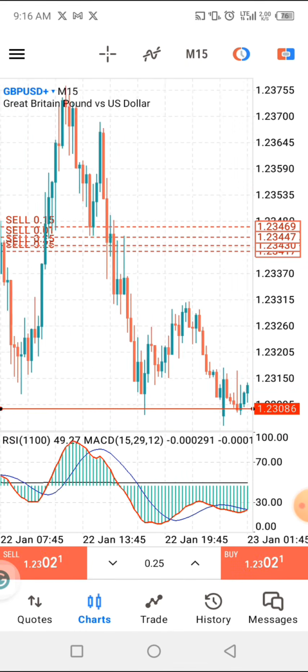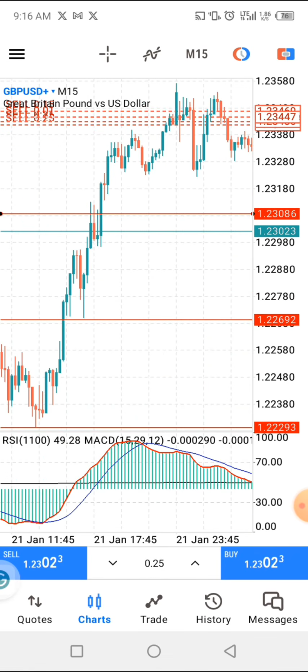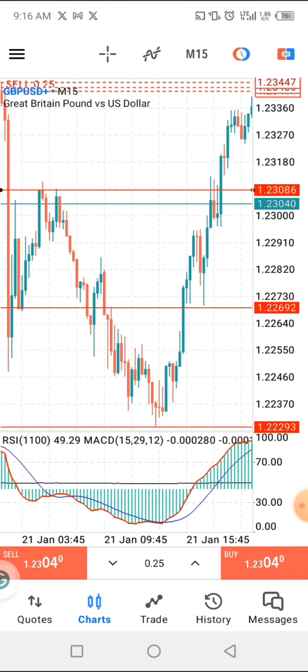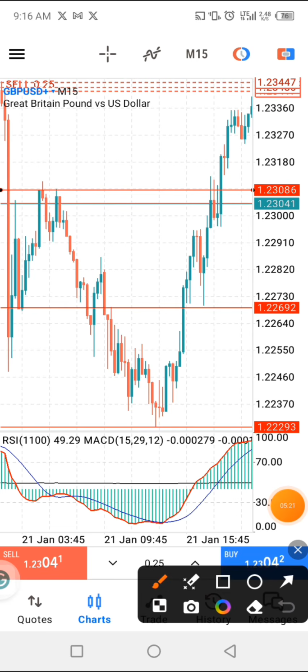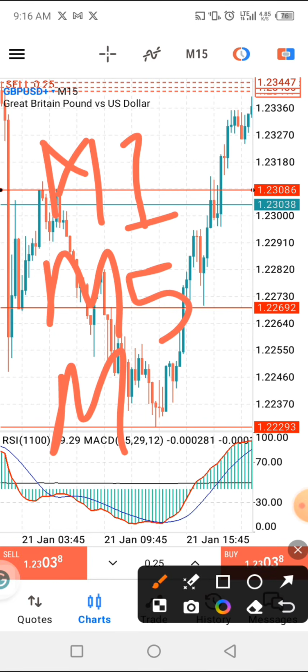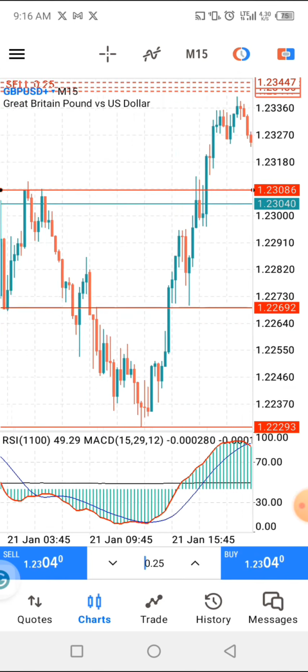So how do you use this strategy to trade? This strategy is actually very good for buying and selling opportunities. You can use the 15-minute time frame, the 5-minute time frame, and also the 1-minute time frame. So you're using the M15, M5, and M1. Guys, take note, these are the 3 time frames you're going to be using for this strategy and for this indicator to give you very good accuracy.